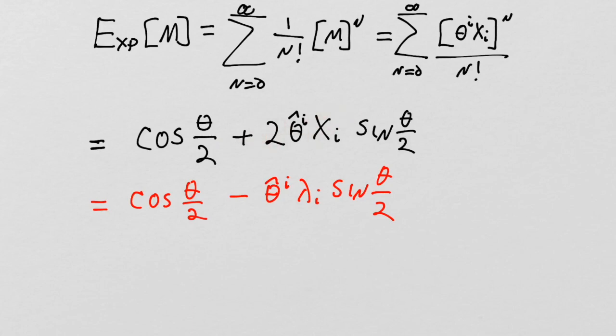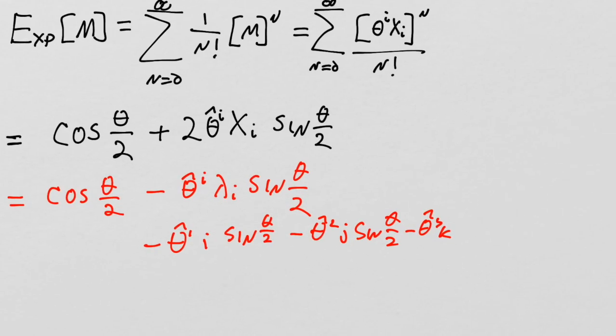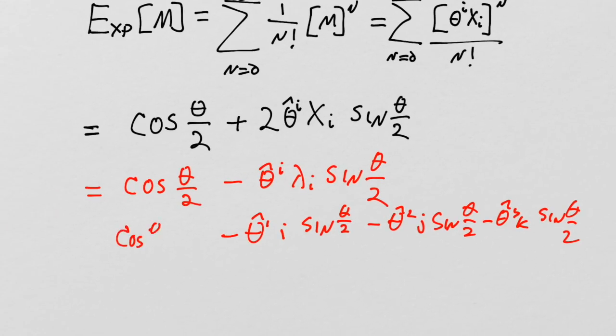I like it because it's in terms of the basis of the Lie algebra, but when it comes down to what is the quaternion, this is the quaternion, right? This is the real part of a quaternion, and this is the complex part of a quaternion, and those are the different elements. So in his language, this would be minus hat 1 i sine theta over 2, minus hat theta 2 j sine theta over 2, minus hat 3 k sine theta over 2, right? And this is the real part, cosine theta over 2.